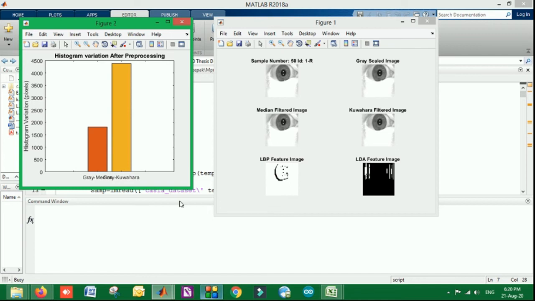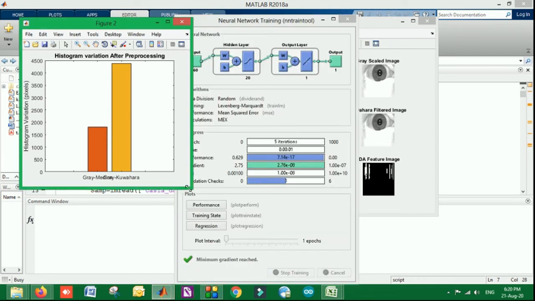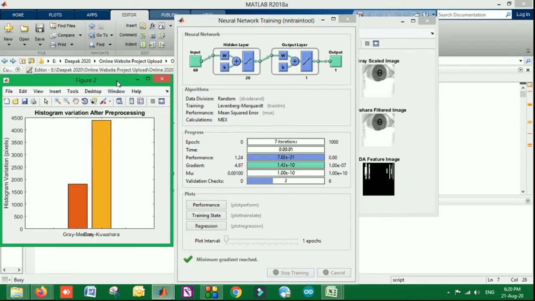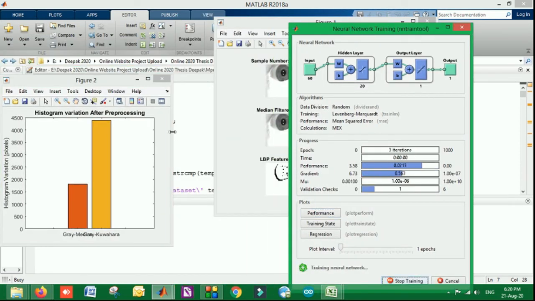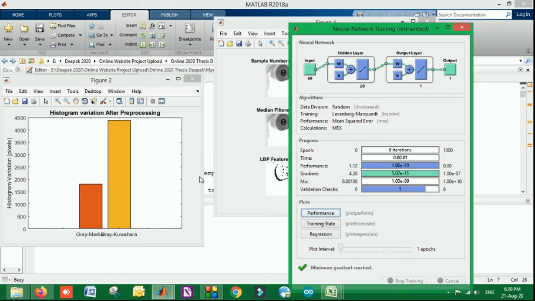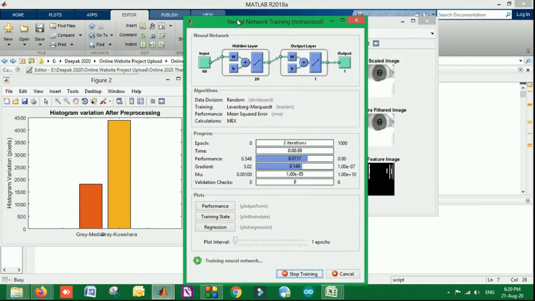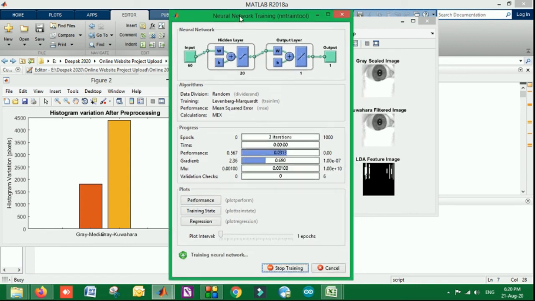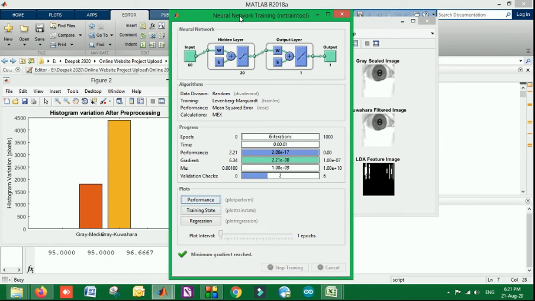See, this was the histogram variation in the pre-processing phase. This is the neural network that is getting trained by the dataset. You can see the gray, median and Gabor filter histogram variation. The neural network is getting trained, in which the epochs, time, performance, gradient and other factors are entered by the user, and this is designed by us also. This is the neural network toolbox in MATLAB, which can be used for any specific application, by giving the data for training purposes.